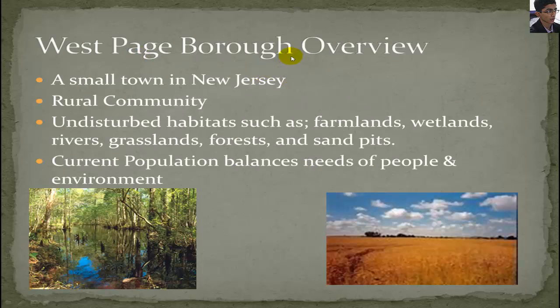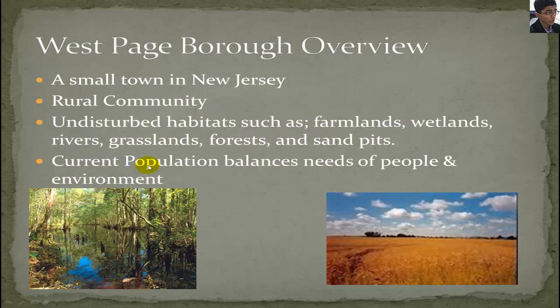So where is West Page Borough? Well, West Page Borough is a small town in New Jersey. It's a rural community and has many undisturbed habitats such as farmlands, wetlands, rivers, grasslands, forests, and sand pits. And all of these habitats have diverse animals and diverse plants. And this biodiversity helps to keep the environmental needs and the people's needs in balance.